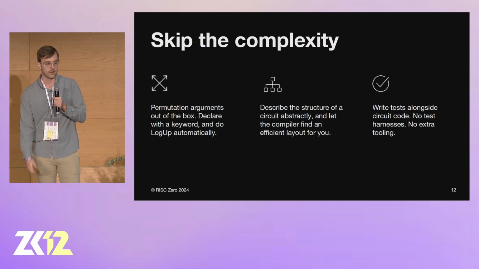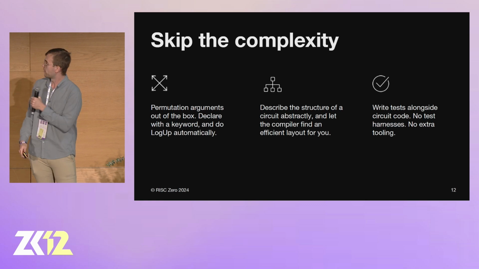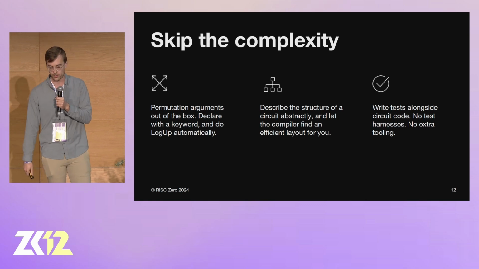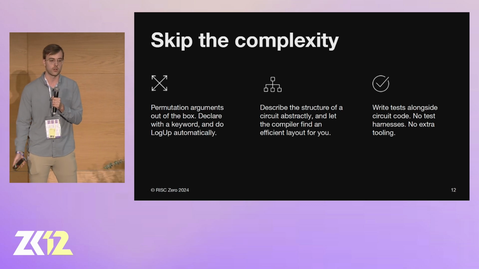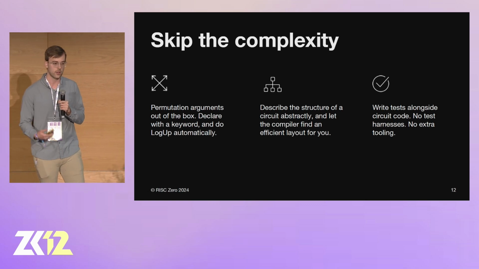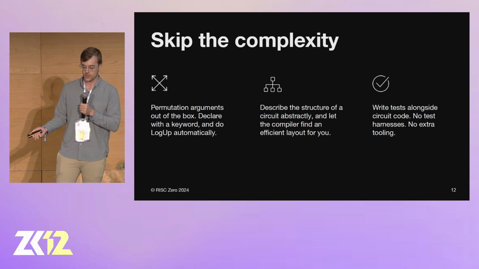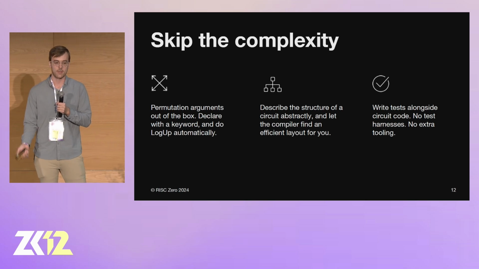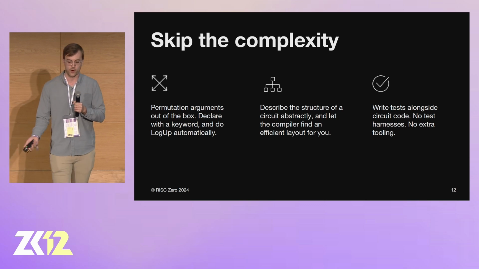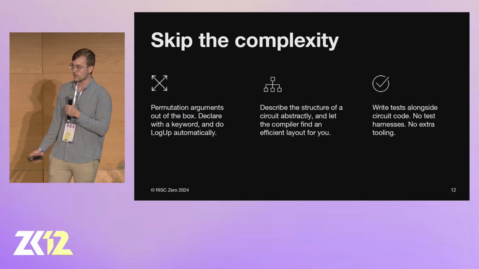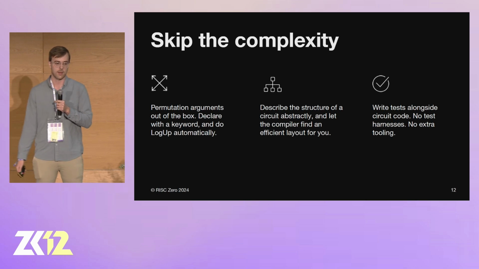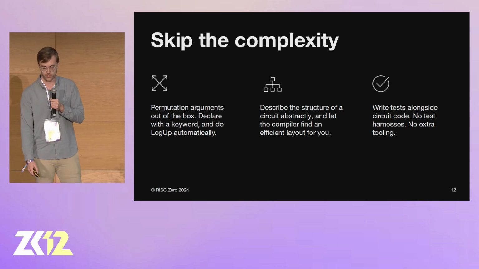There are a lot of other niceties that come with this that are a little bit harder to fit in slide-sized examples. One of them is that permutation arguments are built into the language. You can simply declare a component with the argument keyword, and we will automatically synthesize a logup sum for it in order to do a logup style permutation argument, and all of the layout constraints that come along with that will be implicitly enforced.